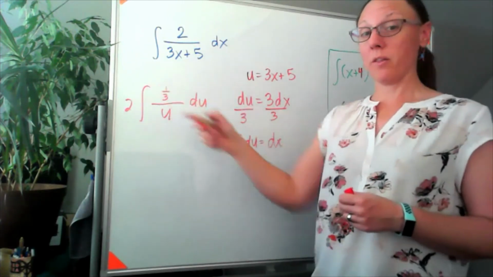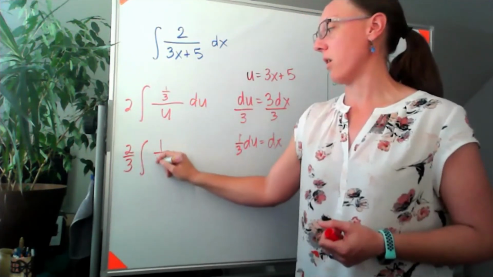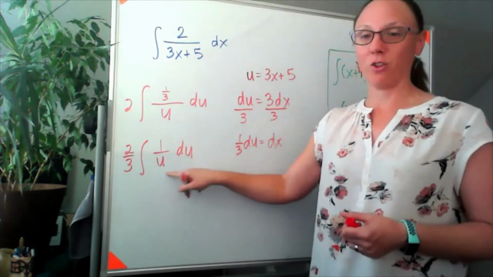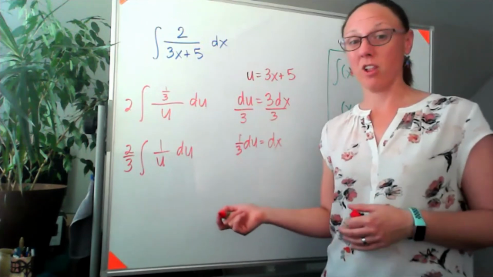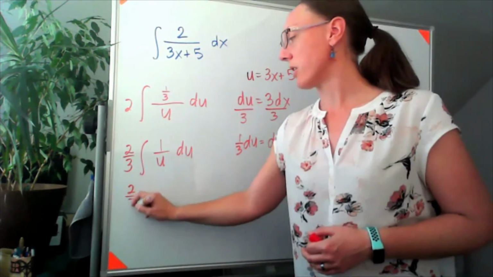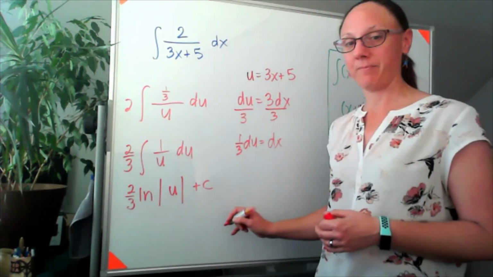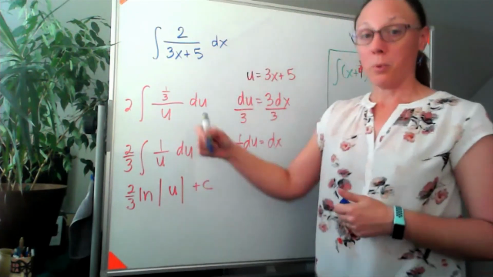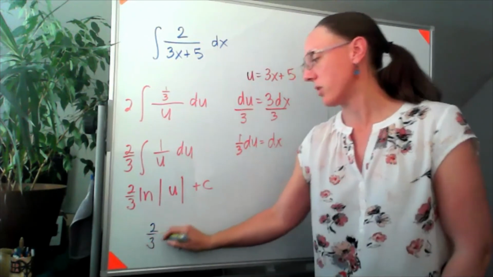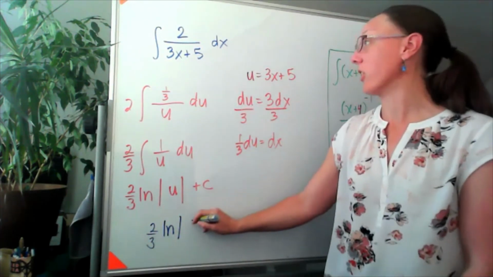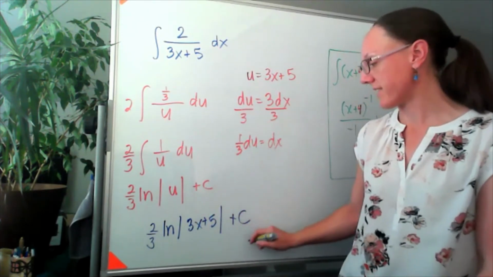And if I want, I can move that 1/3 out in front also and write that as 2/3 times the integral of 1/u du. And then look at that and say, oh, whose derivative is that? That's the derivative of natural log. So I would get 2/3 natural log absolute value of u plus a constant. Putting that back in terms of x's, because that's how the question was asked, I'd end up with 2/3 natural log absolute value 3x plus 5 plus a constant.